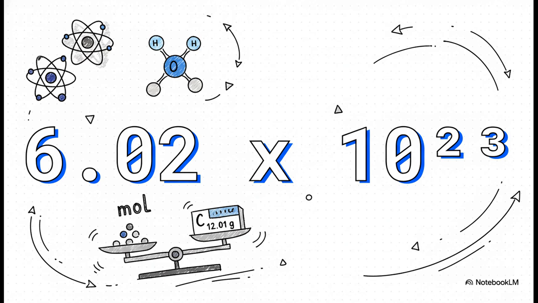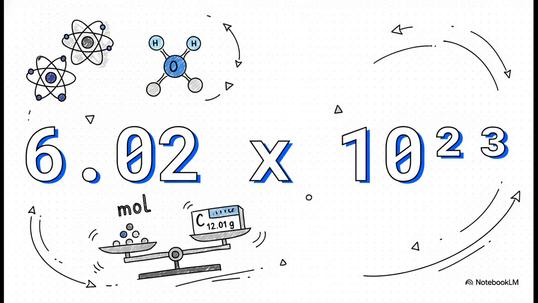You can basically think of this as the chemist's dozen. Just like a dozen always means 12, 1 mole represents exactly this many particles. It does not matter if it's a mole of carbon atoms or a mole of water molecules. It is always 6.02 times 10 to the 23rd particles.